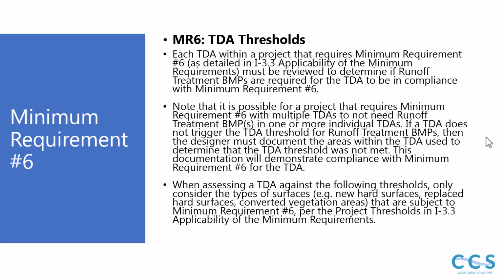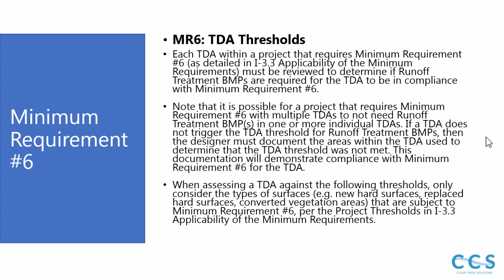Each TDA within a project that requires minimum requirement number 6 must be reviewed to determine if runoff treatment BMPs are required for the TDA to be in compliance with minimum requirement number 6. Note that it is possible for a project that requires minimum requirement number 6 with multiple TDAs to not need runoff treatment BMPs in one or more of the individual TDAs. If a TDA does not trigger the TDA threshold for runoff treatment BMPs, then the designer must document the areas within the TDA used to determine that the TDA threshold was not met.